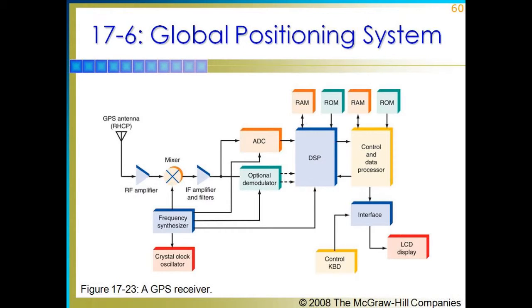The receiver consists of the antenna, the RF or IF section, the frequency standard clock oscillator, and a frequency synthesizer that provides local oscillator signals as well as clock and timing signals for the rest of the receiver.